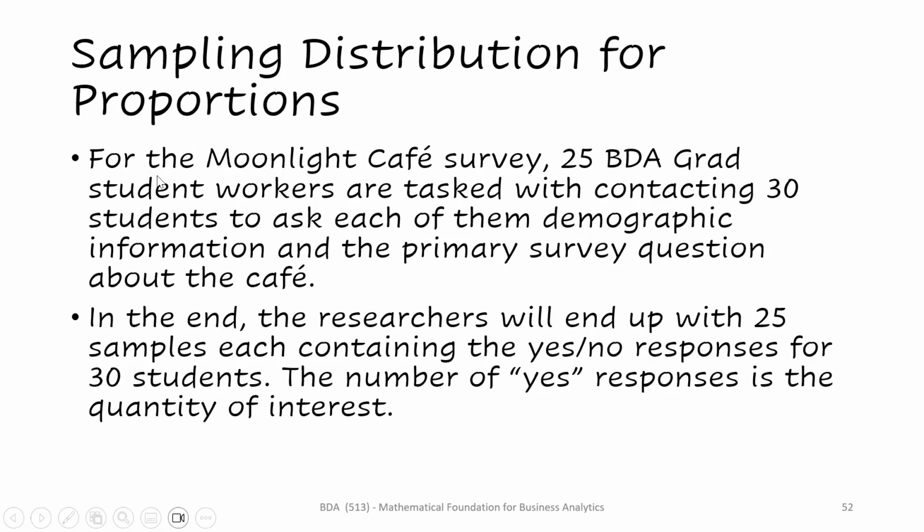For the Moonlight Cafe, 25 graduate student workers are tasked with contacting 30 students to ask each of them demographic information and the primary survey question about the cafe. In the end, the researcher will end up with 25 samples, each containing yes/no responses for 30 students. Here we are interested in the response yes, so the number of yes responses is the quantity of interest.